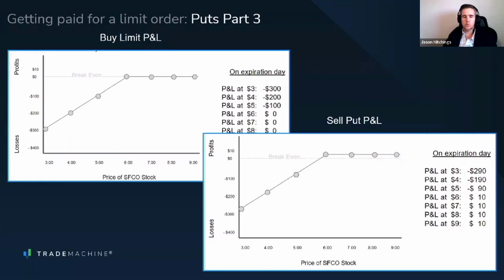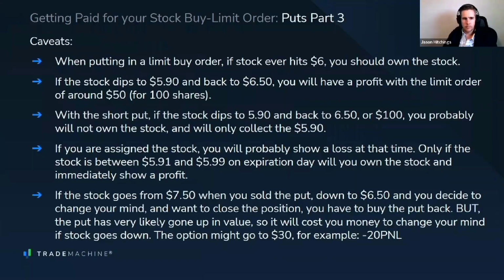Now, there's a few things that are worth mentioning because they're not identical. When you do a buy limit, if it ever hits $6, you're going to end up owning the stock. And so if it dips down to $5.90 and goes up to $6.50, you're going to buy in at $6 or at $5.99, and then you're going to realize the profits as it goes back up. When you're selling a put, that's probably not the case. If it just dips down and comes back up, you're probably not going to own the stock. So you'll keep the money for selling the put, but you're probably not going to own the stock.